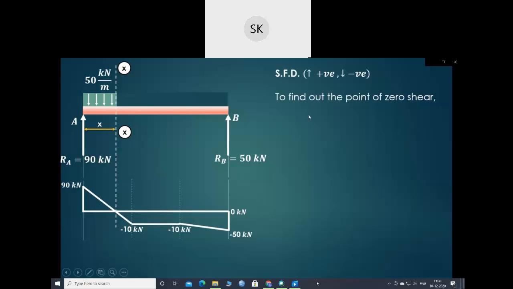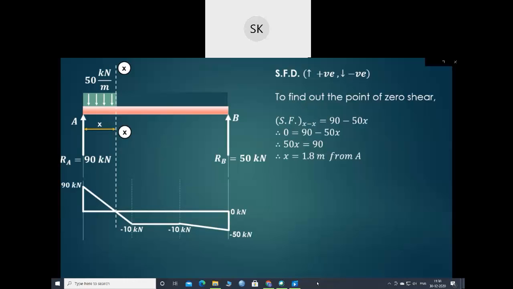To find out the point of zero shear, concentrate on this section x-x acting at a distance x from the left hand support, that is A. On the left hand side of this section x-x, the forces acting are RA, which is acting in the upward direction, that is positive, minus 50 into x. As it is acting in the downward direction, it is negative, and the shear force is 0 at this particular section. Transfer this negative 50 term to this side, it will become positive, so x will be equal to 90 divided by 50, that is 1.8 meter from A.